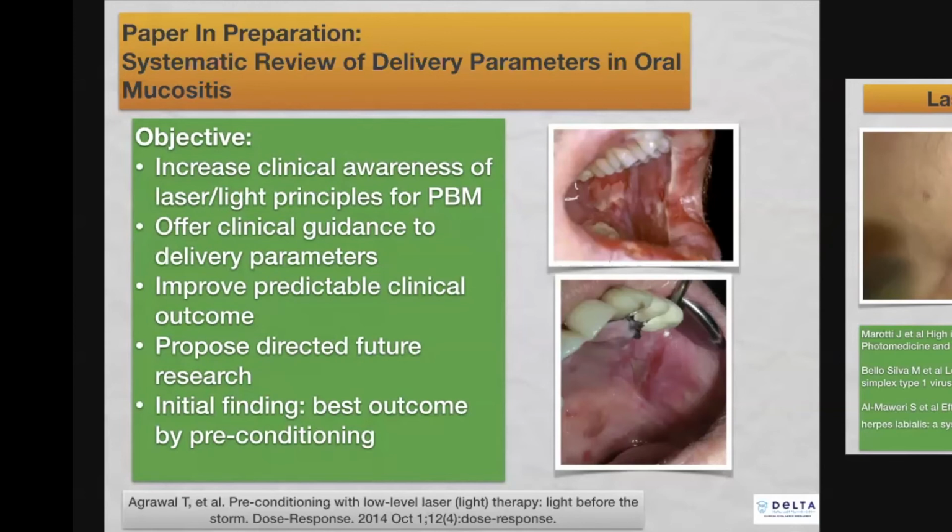Whereas I've found in the paper that I'm currently presenting that the best outcome is when patients are preconditioned. So prior to the intervention with the radiotherapy or with the cancer chemotherapy, if they're exposed to some photobiomodulation as a therapy, it has a very dramatic effect in reducing both the incidence and the severity of this awful condition. And as such, this offers a lot of promise.